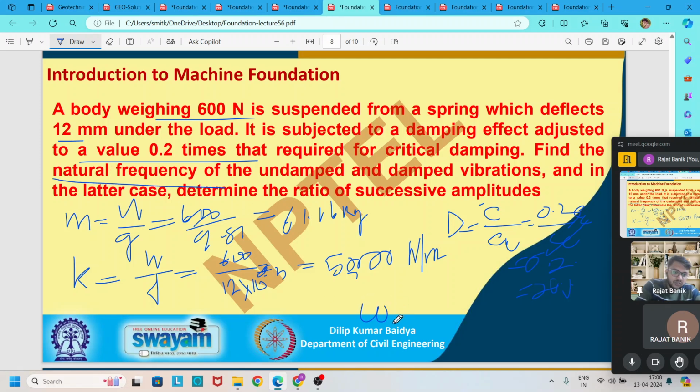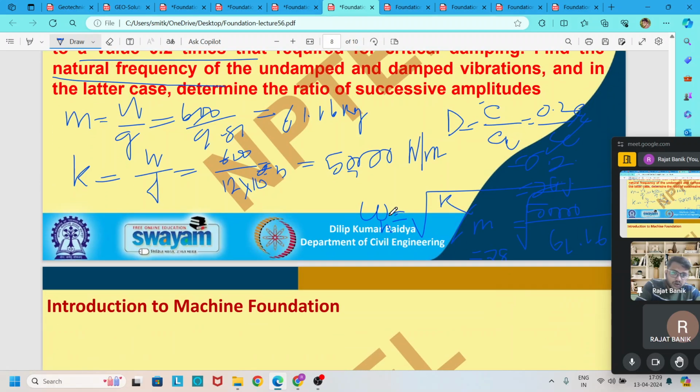Then we have to find out the natural frequency. So we know the natural frequency omega n is equal to root over k by m, where k is here 50,000, m is given 61.16. So root over 50,000 divided by 61.16 becomes 28.59. I write here omega n is equal to 28.59.